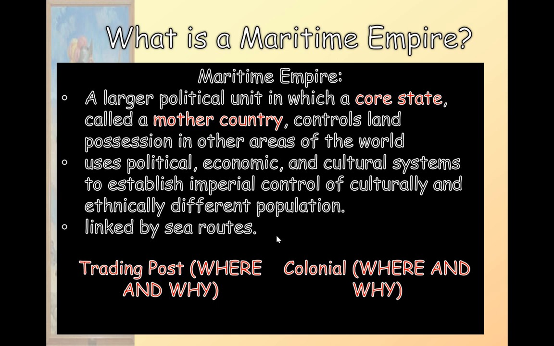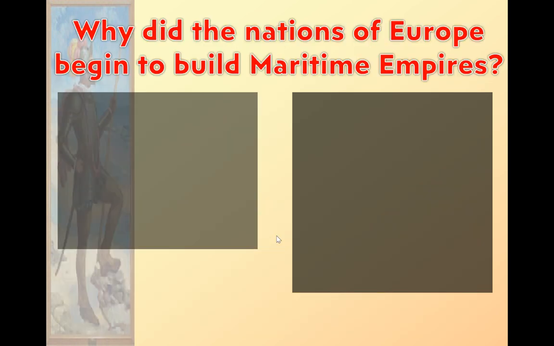A trading post, which is focused in the Eastern Hemisphere, is made to control trade for existing commodities such as spices, slaves, cotton, pepper, tea, porcelain, and silk. Whereas a colonial empire, which is in the Western Hemisphere, in the Americas, was first created to find gold and silver, though the Spanish were the only ones that found it. So what happens is they grow cash crops such as tobacco, cotton, and sugar. So ultimately, these are made for economic reasons.